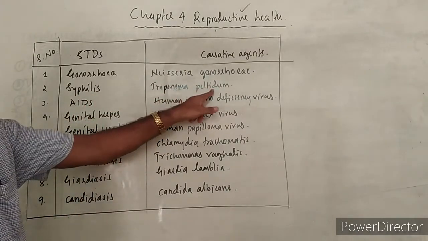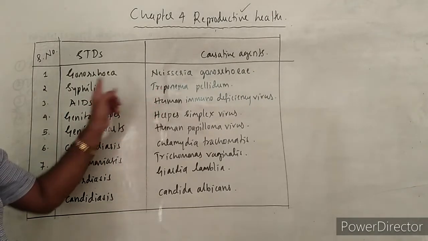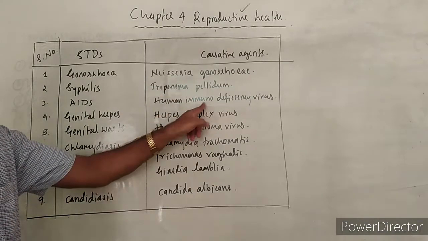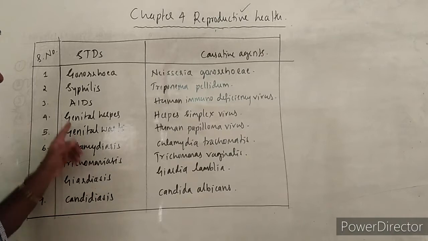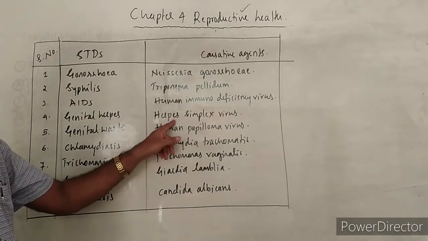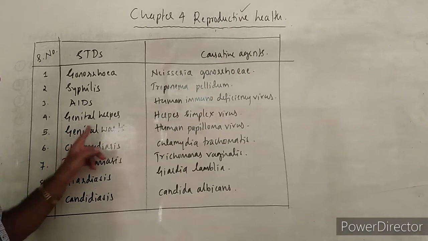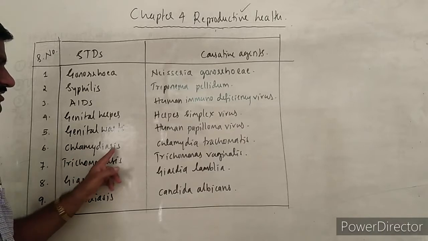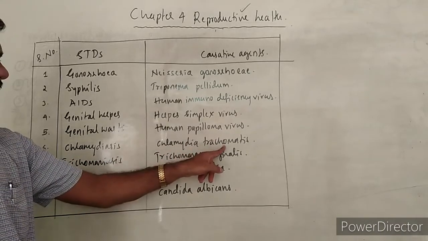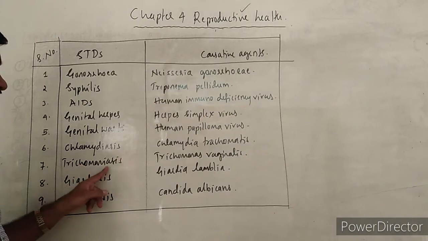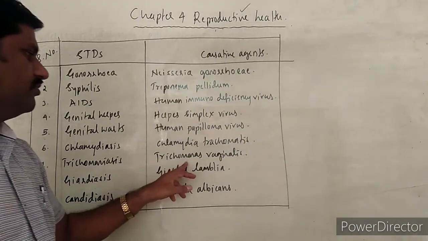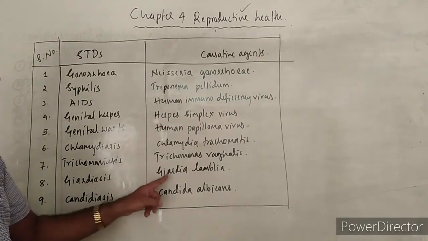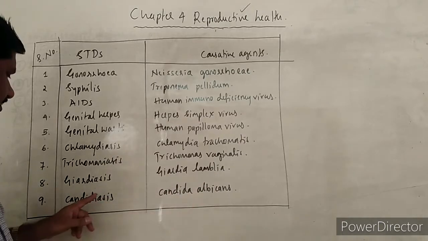Syphilis, Treponema pallidum is the syphilis causing agent. AIDS, as you know, HIV, that is human immunodeficiency virus, causes AIDS. Genital herpes is caused by herpes simplex virus, and genital warts is caused by human papilloma virus, and chlamydiasis is caused by Chlamydia trachomatis, right? And trichomoniasis is caused by Trichomonas vaginalis, and giardiasis is a new one. It is caused by Giardia lamblia, right?